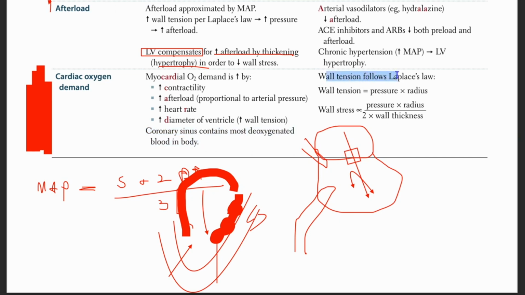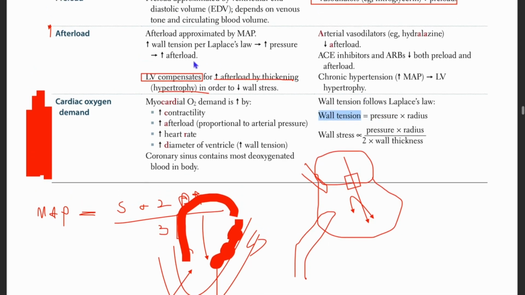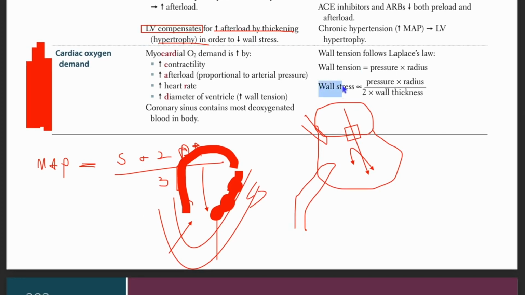Wall tension follows Laplace law. So wall tension equals pressure times the radius. The bigger the radius, the bigger the wall tension. That's why increase in diameter of ventricle has increase in oxygen demand. Increase in pressure also increases wall tension. That's why we have increase in afterload causing hypertrophy as well, right? So wall stress is proportional to pressure times radius divided by 2 times the wall thickness.